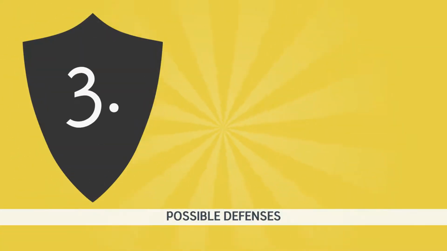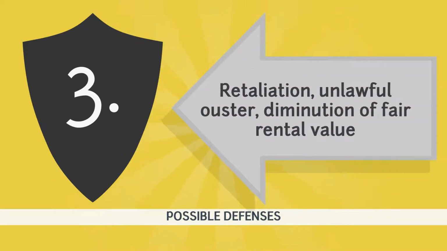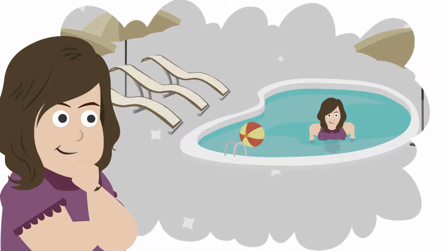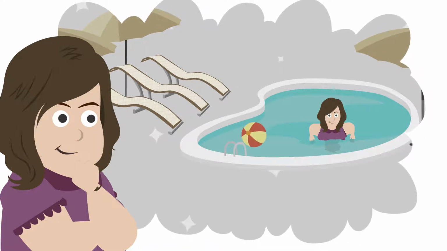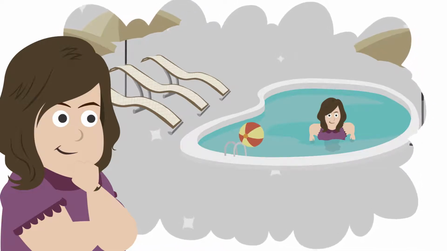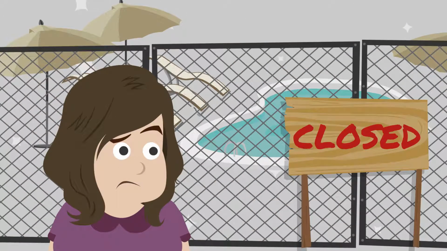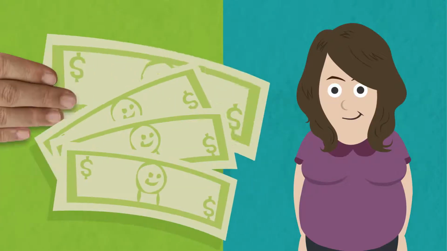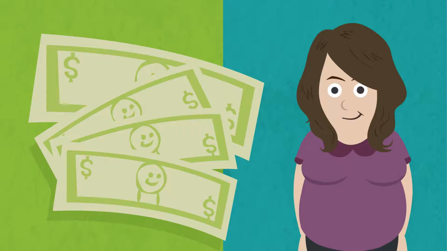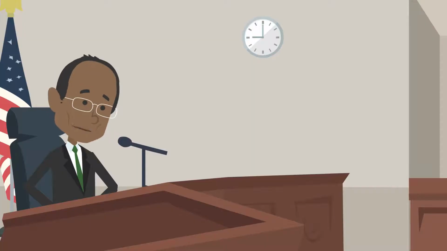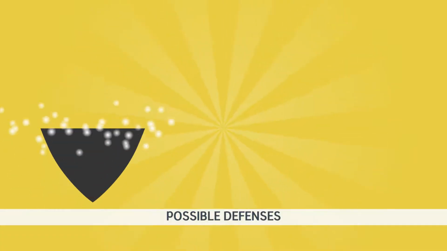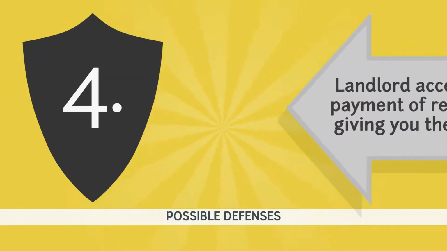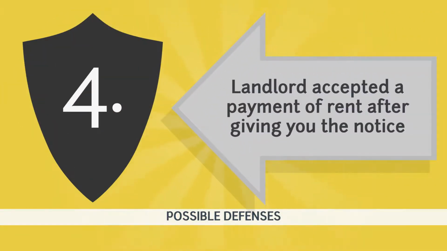There are other defenses, such as retaliation, unlawful ouster, and diminution of fair rental value. An example of diminution of fair rental value is that your rent includes the use of a swimming pool, but it has been closed all summer. You might be entitled to recover damages because you believe you are paying more rent than you should have if the landlord was not complying with the rental agreement, but you might have to do that in a separate lawsuit. It might also be a defense that the landlord accepted a payment of rent after giving you the notice.